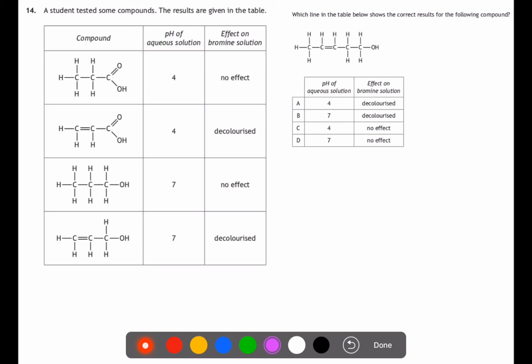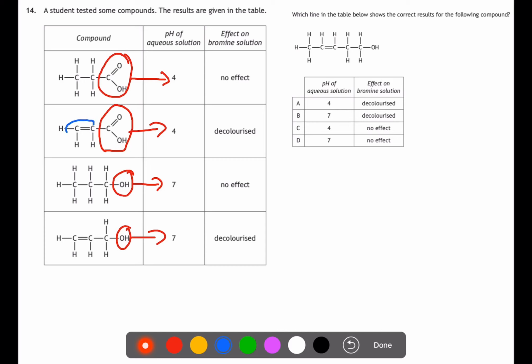Question 14. We have a student testing some compounds and we have the results in the table. And another related compound, and we're to find out what we think the results would be. So let's have a look at the table. So first of all, looking at the pH part of the table. So we have 2 compounds with pH 4 and 2 compounds with pH 7. And we're going to have a look at what makes these sets of compounds different. So the 2 compounds with pH 4 both have this carboxyl group on the end, whereas the 2 compounds with the OH have a pH of 7. We're then having a look at the effect on bromine solution. We have 2 compounds with no effect and 2 compounds which decolorized. The 2 compounds which decolorized have a C double bond C.